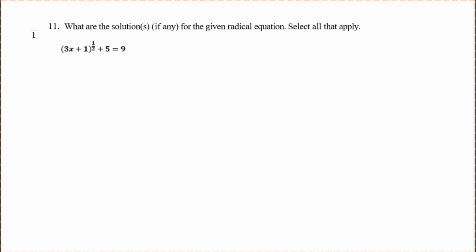All right, what are the solutions, if any, for the given radical equation? So we're going to solve this. If you want, you can replace this with a square root, as so. And then we're going to subtract 5 on both sides.